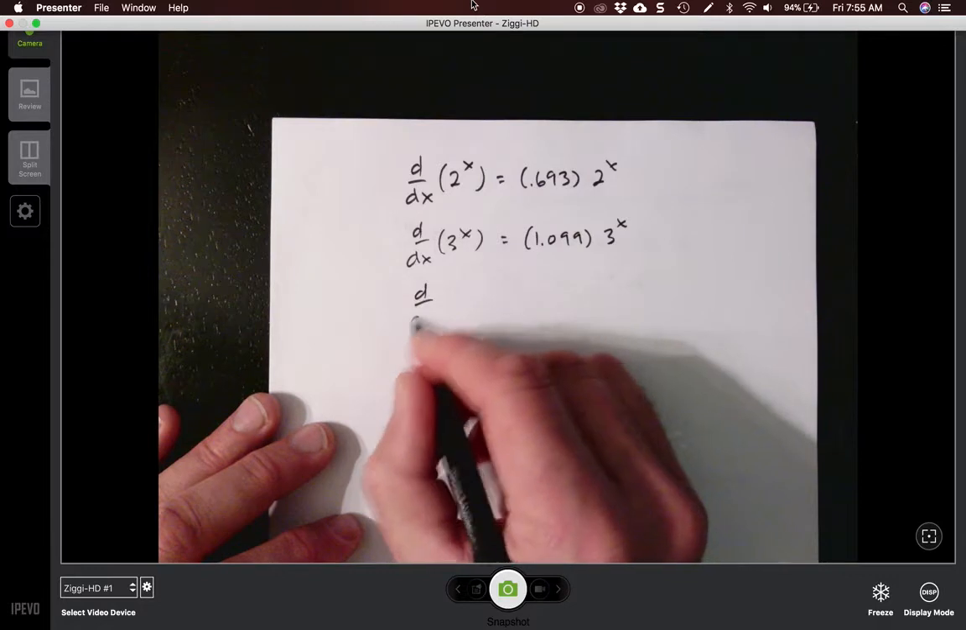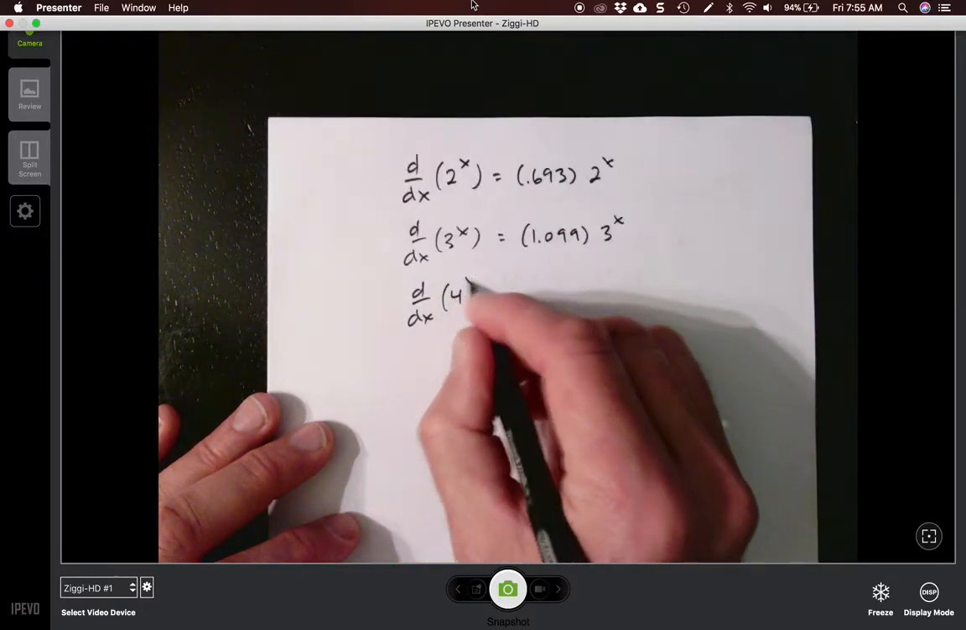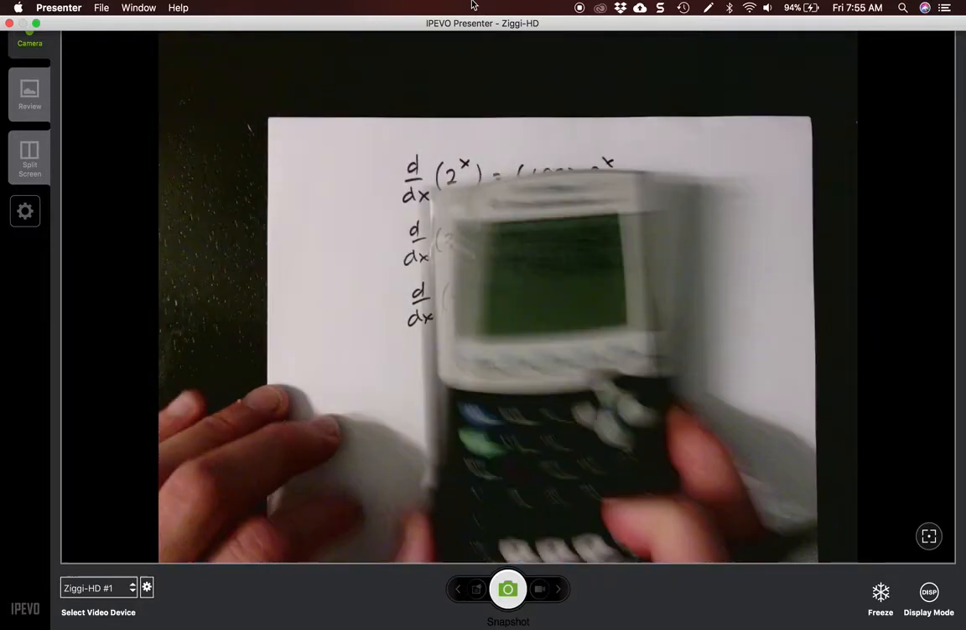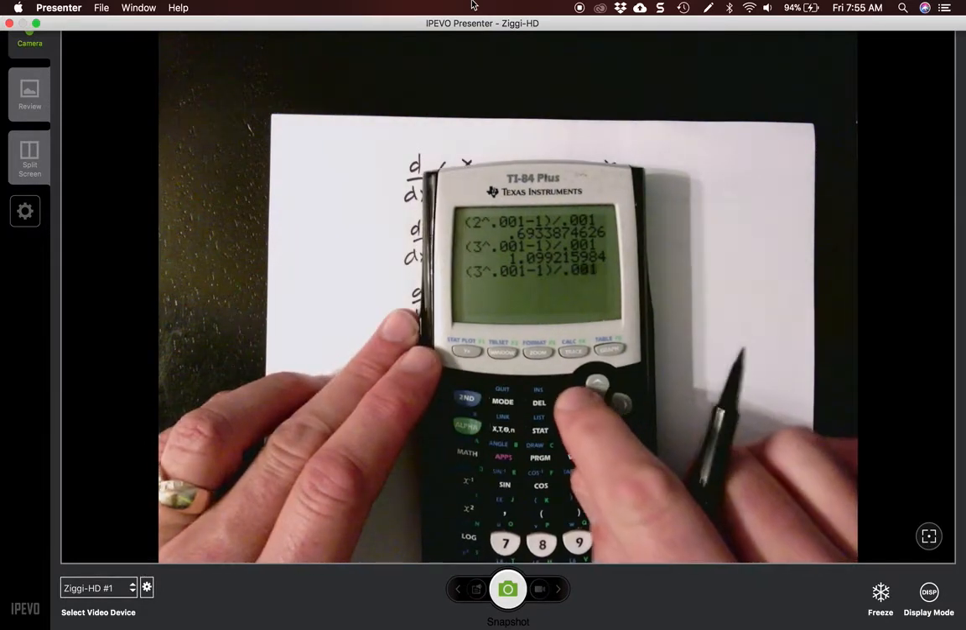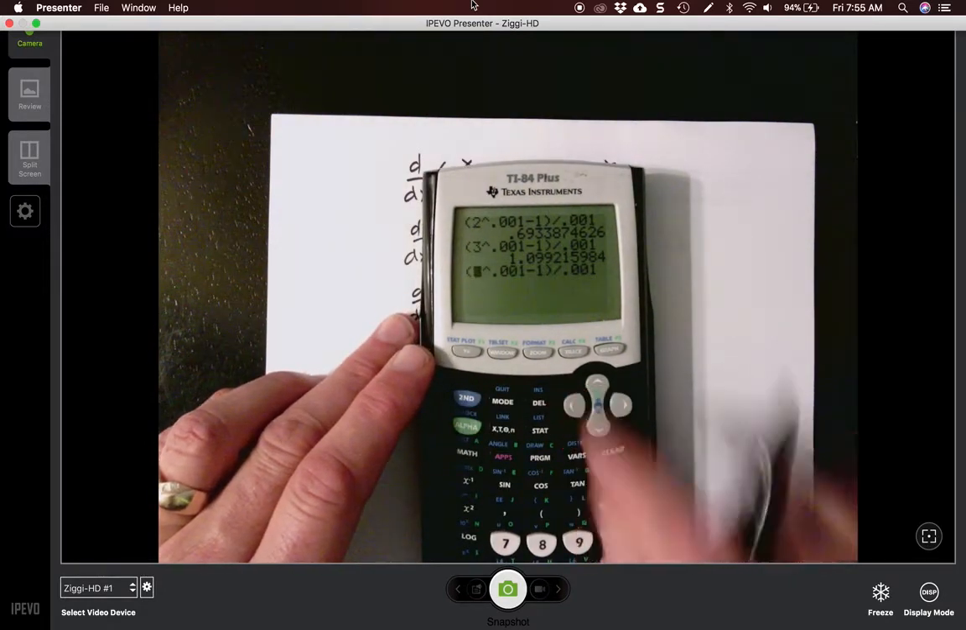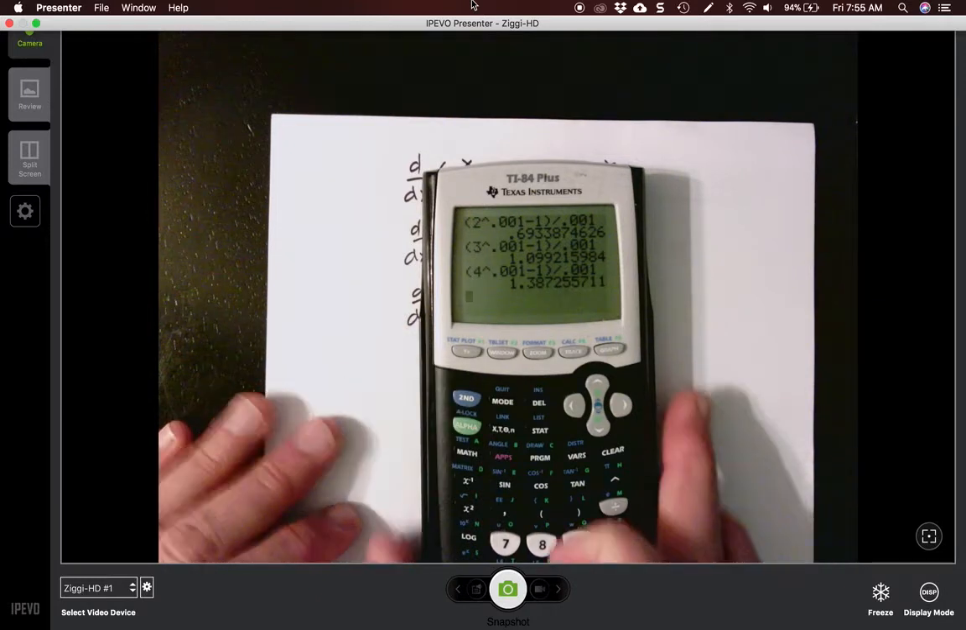And if I take the derivative with respect to x of, let's say, 4 to the x, we're going to end up with 1.387.